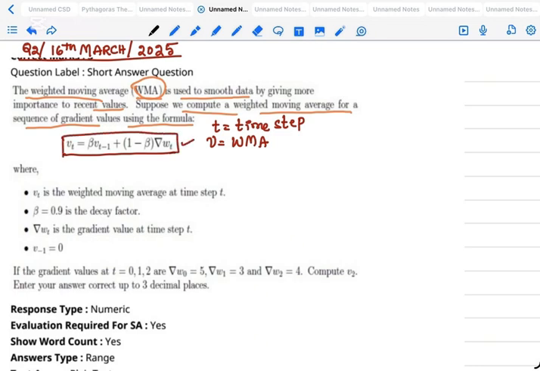Delta Wt is the gradient value at time step t, and V minus 1 is 0, that is the previous or initial value. If the gradient values at t equals 0, 1, 2 are given, compute V2. This is important. Enter the answer up to 3 decimals.